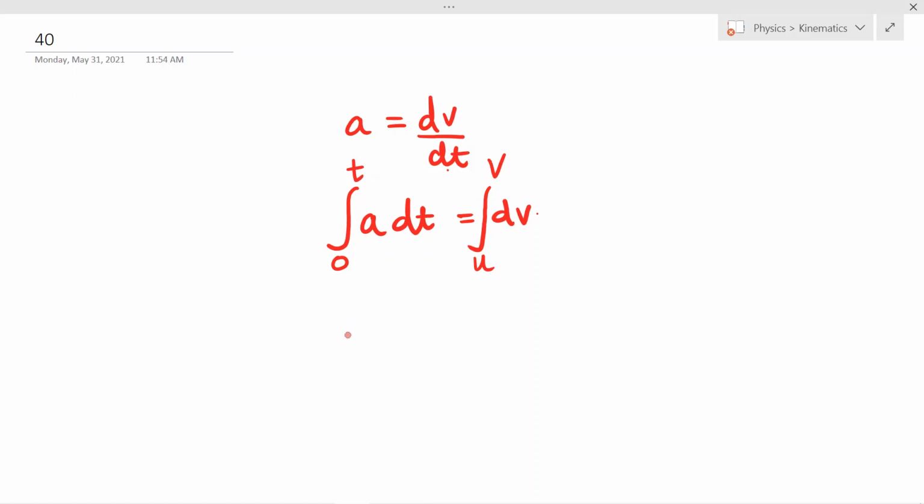So what will this be? This will be a times t, since it is at minus a times 0. Since the lower limit is 0, it will be only at, and this will be v minus u, upper limit minus lower limit, which becomes u plus at. Again we have proved this result.